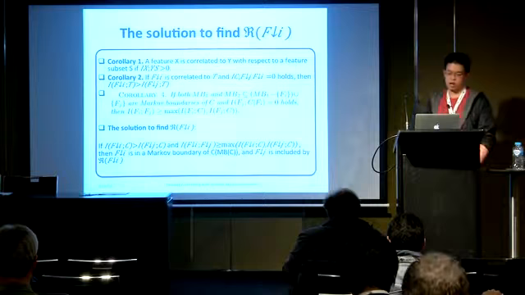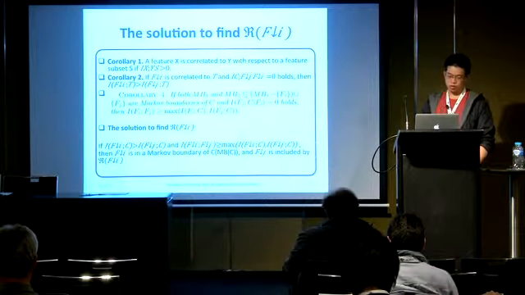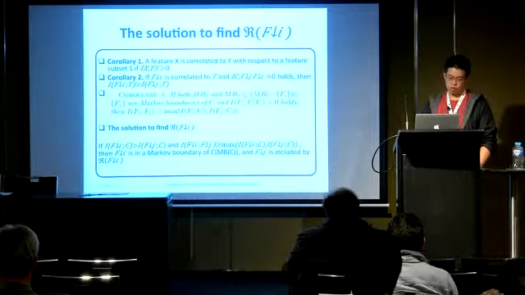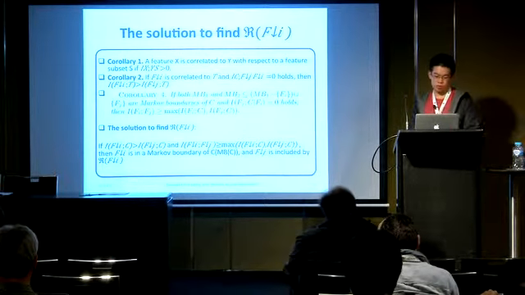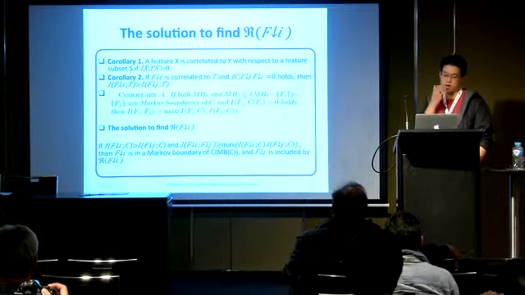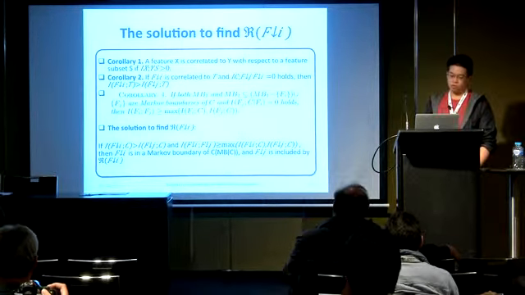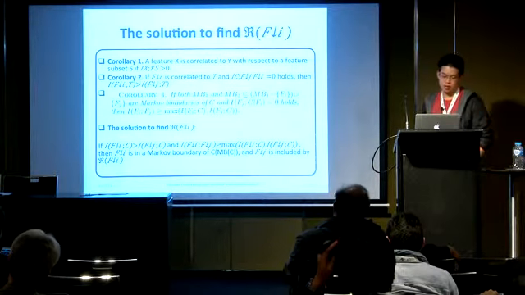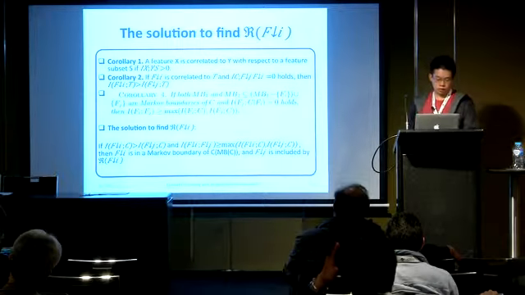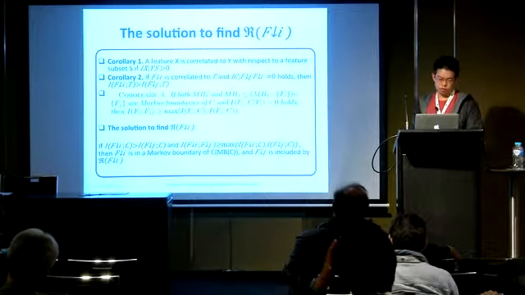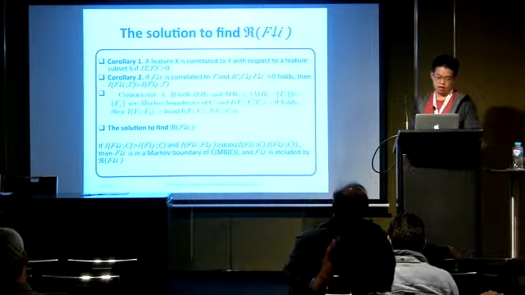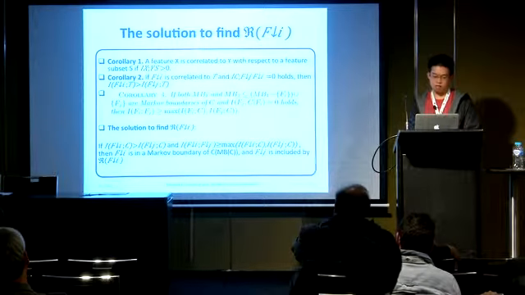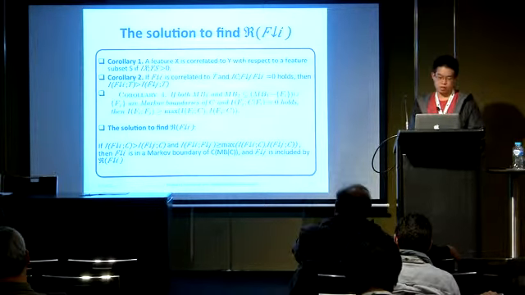This slide describes how to find the solution for the set R of F sub i. There are several main corollaries. Corollary 1 is saying that in a feature space S, a feature X is correlated to feature Y if the mutual information is 0. Corollary 2 is basically saying that if F sub i is correlated to T and set C, then the mutual information of two sets is equal to 0, then the mutual information of F sub i with T is greater than the mutual information of F sub j with T.